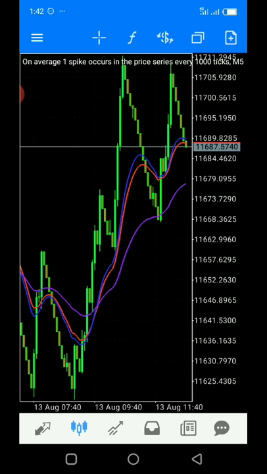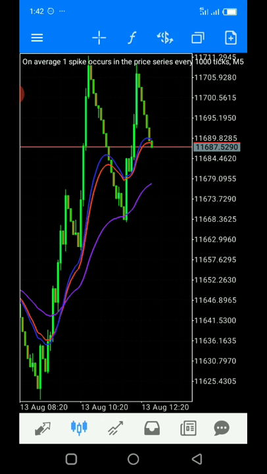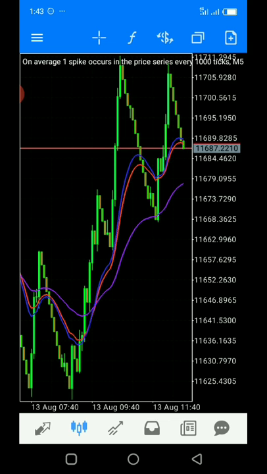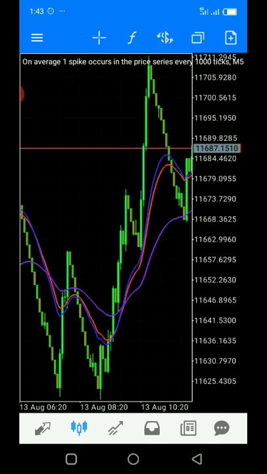Now, for a buy signal, there are things we have to watch out for. The blue moving average you see here represents the bulls, which means buy. The red moving average represents the bears, which means sell. And the 48 moving average helps us to determine how strong the trend is, if it is a strong uptrend or a strong downtrend.